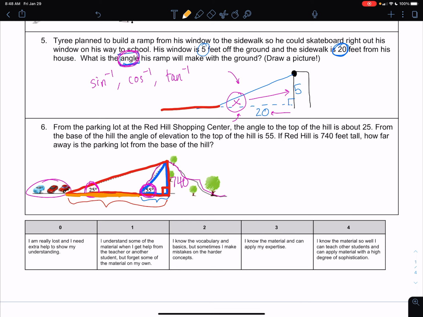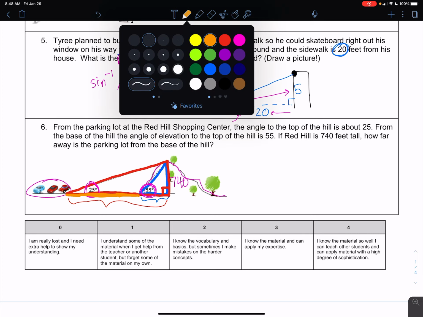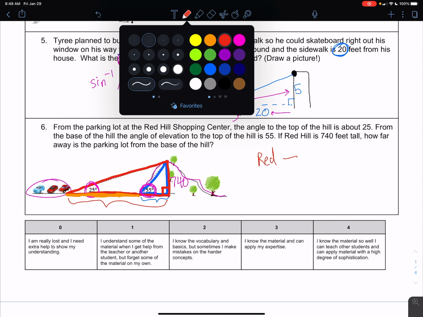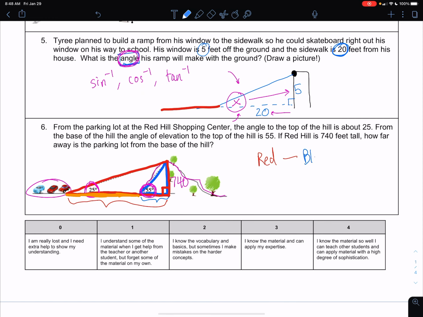Once you get the red and the blue, you'll want to do the red side minus the blue, and that's going to equal your orange. And your orange distance will be your final answer. That will be how far away the parking lot is from the base of the hill.